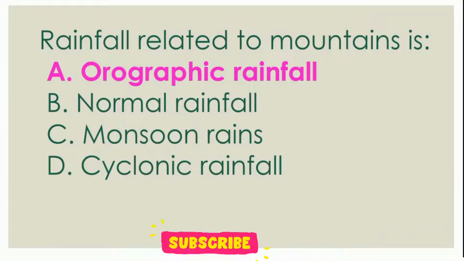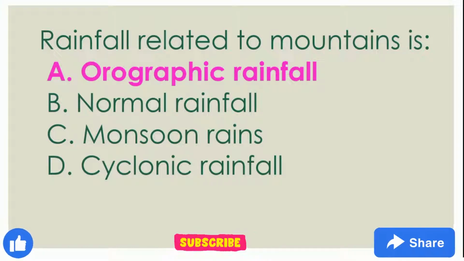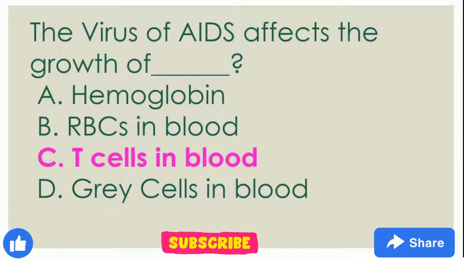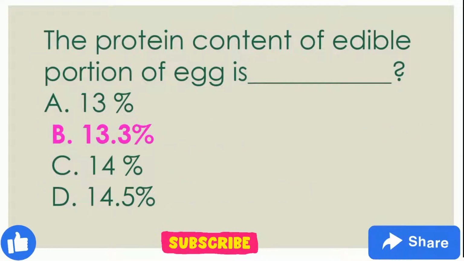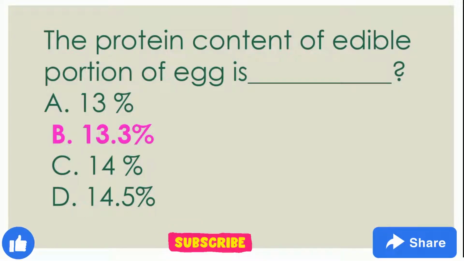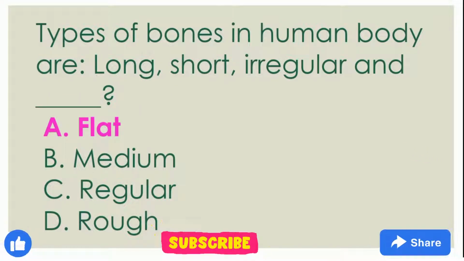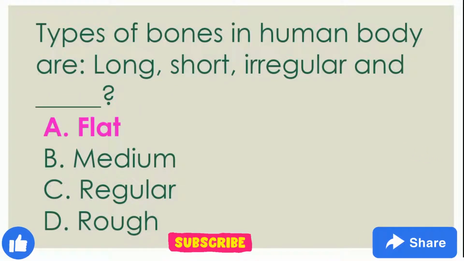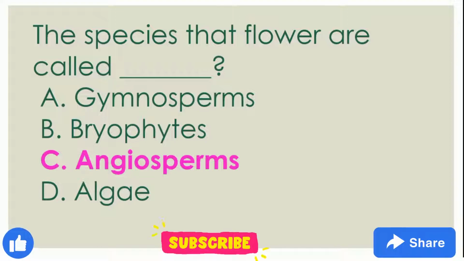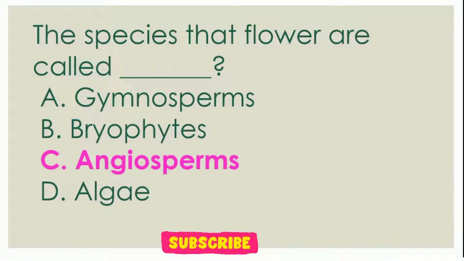Rainfall related to mountains is orographic rainfall. The virus of AIDS affects the growth of T cells in blood. The protein content of edible portion of egg is 13.3%. Types of bones in human body are long, short, irregular, and flat. The species that flower are called angiosperms.